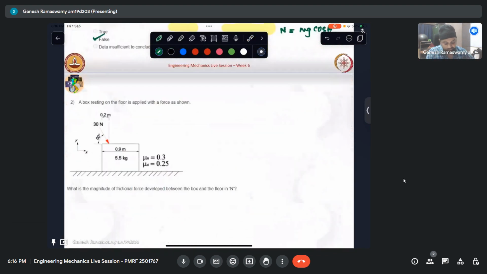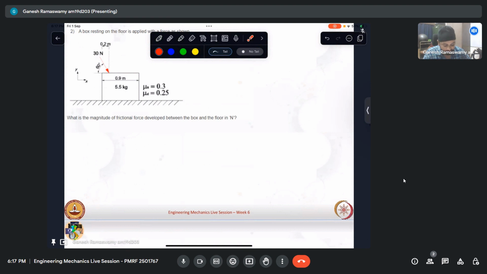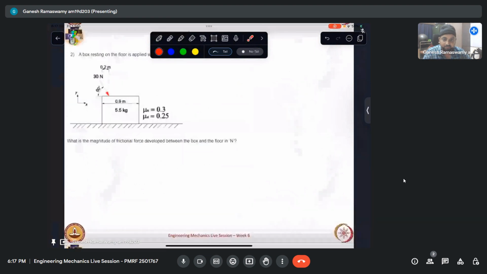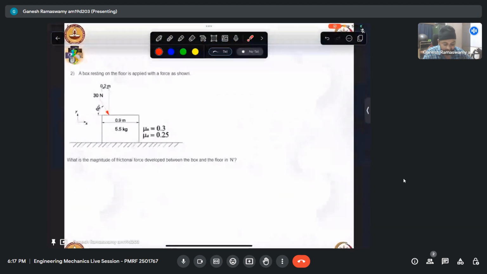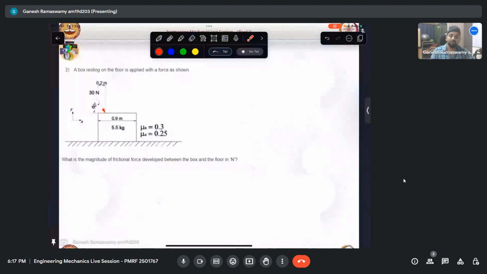Okay, so let us move on to the next problem. A box resting on the floor is applied with the force system shown. So we have a box and then it's applied with an inclined force at some particular distance of 0.2 mm from the left end. And we have been asked what is the magnitude of the frictional force mobilized between the box. This might look very simple. The idea behind choosing this problem is to identify, or rather to calculate, the position of the forces acting. Basically, primarily the normal force. You need to calculate that.